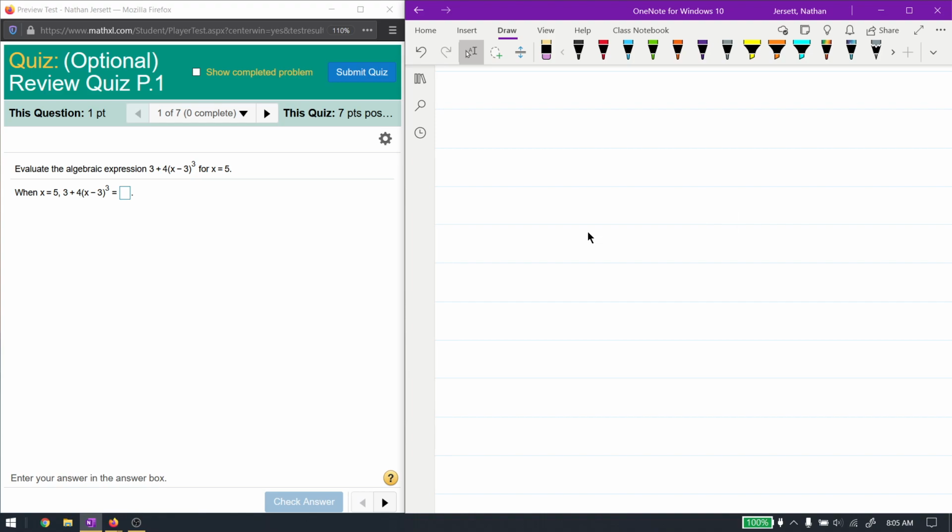This is the review quiz for chapter P.1. For this first question, we have evaluate the algebraic expression for this expression right here. And then we're just plugging in x equal to 5.